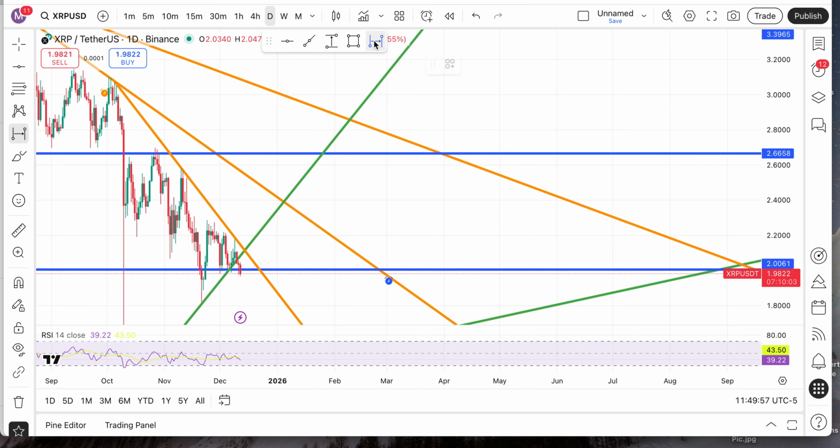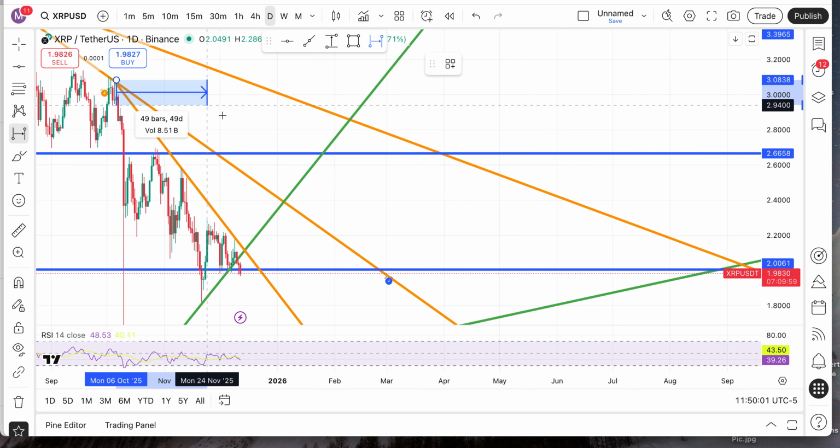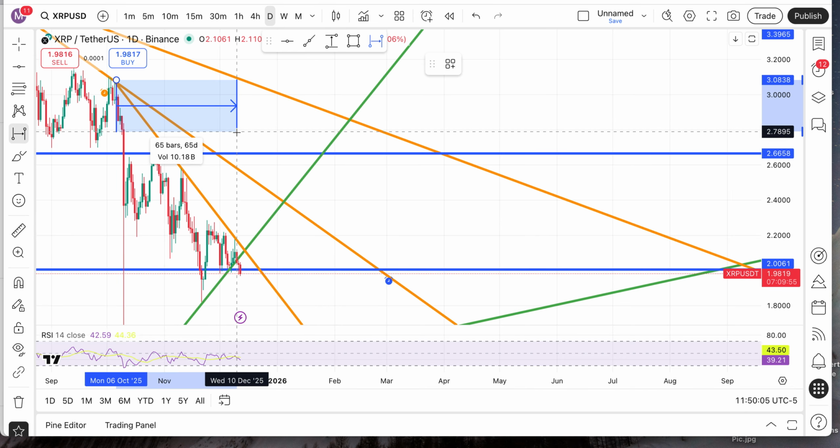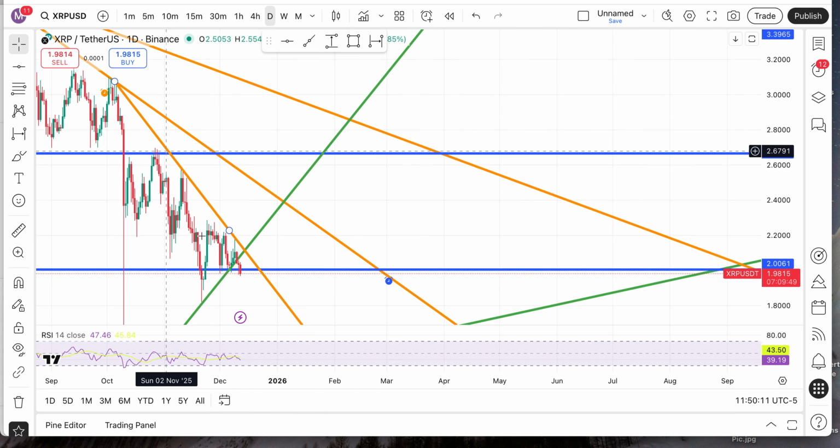We're looking at a date range that goes from October 6th to pretty much today. So we're talking about around 65 days' worth. It's a very well respected trend line, and it's been going down and down.